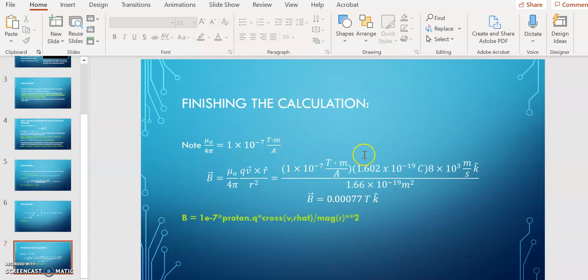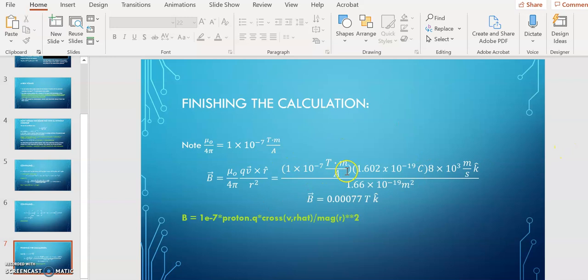So what you would do then to finish off the calculation is you would plug all of those things that I just detailed into this equation, mu naught over 4 pi qv cross r hat over r squared. Now note that mu naught is the permeability of free space, which in SI units is 4 pi times 10 to the minus 7. If you divide that by 4 pi, you get 1 times 10 to the minus 7 Tesla meters per amps.